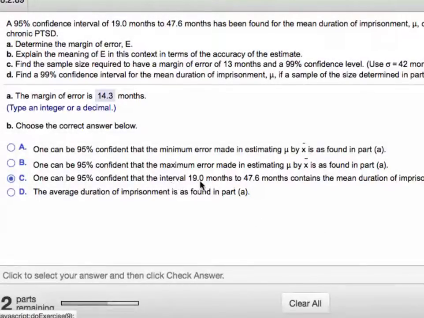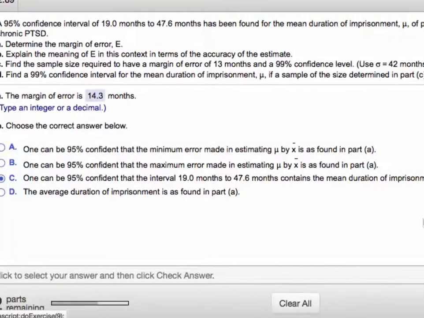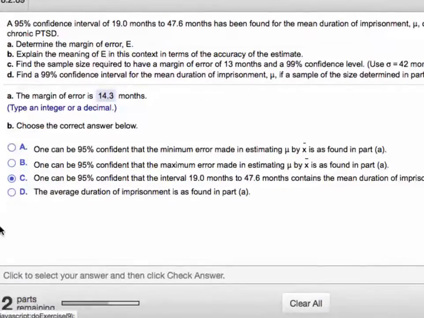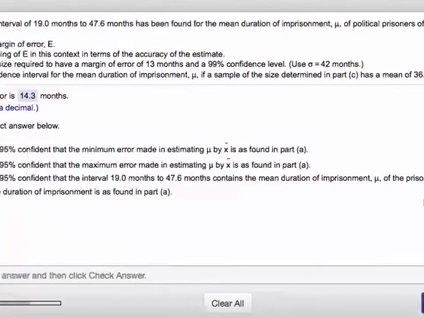That the interval 19 contains the mean duration of imprisonment. Why is that wrong, though? Why is C wrong? I don't know. I think the answer was B. But no, we want to understand it. It's not about, just get B and move on. Why is C wrong? One can be 95% confident that the interval 19 to 46 months contains the mean duration of imprisonment.